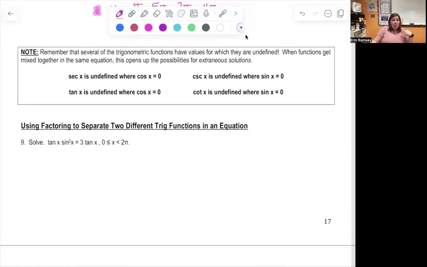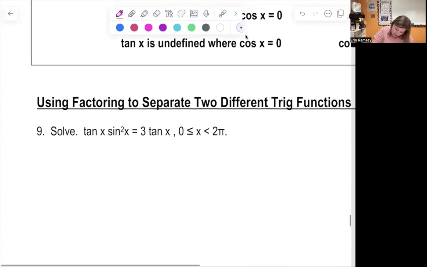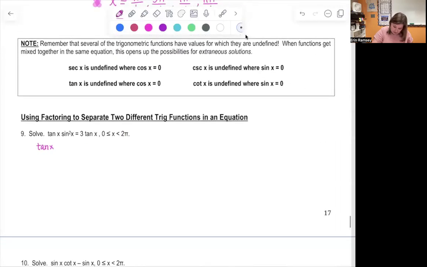So if I have more than one trig function, that is typically where we're going to need to use GCF factoring. My equation, like number 9, has a tangent and a sine in it. For this one, I want to get it equal to 0, just like with quadratics or polynomials. If I'm going to use factoring, I need them to multiply to equal 0. So I will start by subtracting 3 tangent x from both sides. That gives me tangent of x sine squared of x minus 3 tangent of x equals 0.